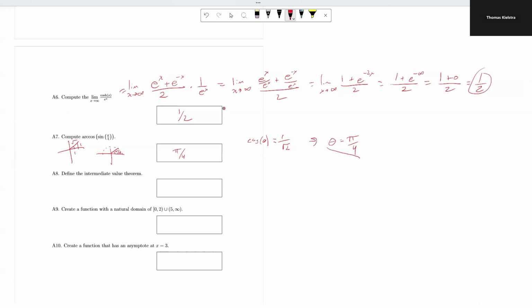Now, define the intermediate value theorem. So the intermediate value theorem, this is a definition question. We don't really expect you to put it all within this box, right? We expect you to have some space to define what that theorem is.